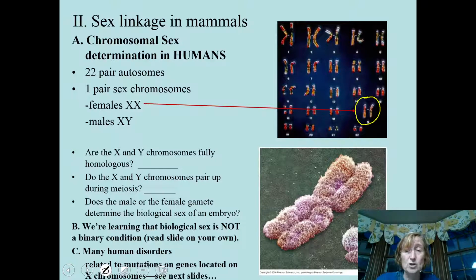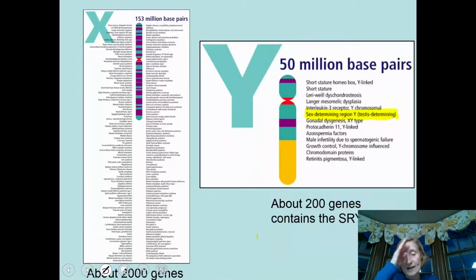Now I'm going to show you a picture of the genes that tend to be on these chromosomes, the X and the Y. This slide shows us that the X chromosome has many more base pairs, that is more nucleotides, and many more genes, maybe around 2,000 genes on the X chromosome. The Y chromosome that males inherit has very few genes on it, relatively speaking.